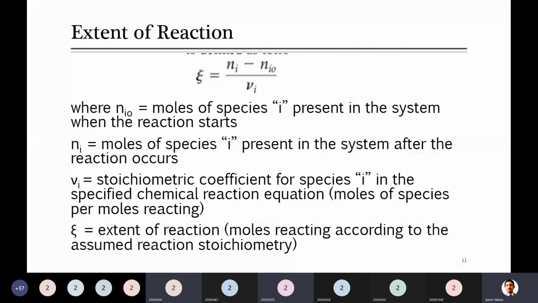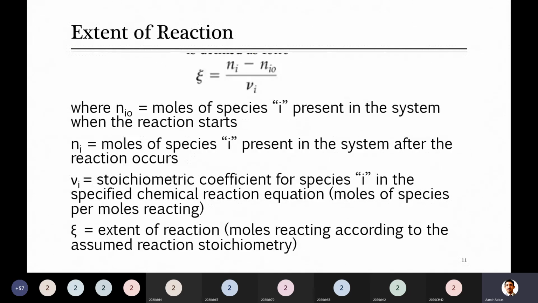Yes, so that can be any value, but here in your textbook it mentions that this Vi has the unit of moles of species per moles reacting. But in another book, Vi only has the unit of mole in this equation, so don't worry, you can just use the moles of species. Somewhere Vi has the unit of moles per mole and somewhere only moles, so you can take it as a mole. And E is the extent of reaction, that will be moles reacting according to the assumed reaction chemistry.